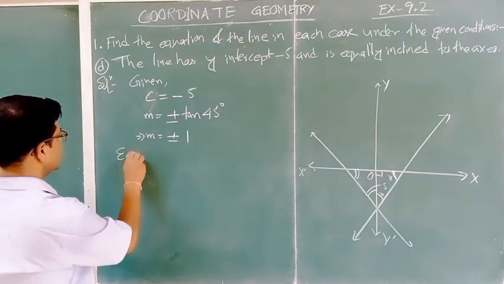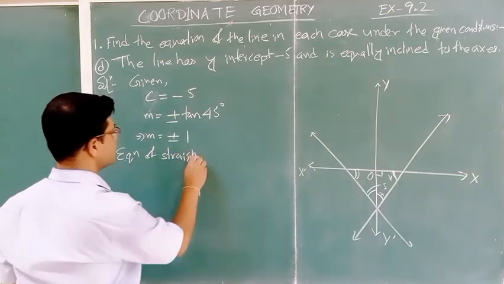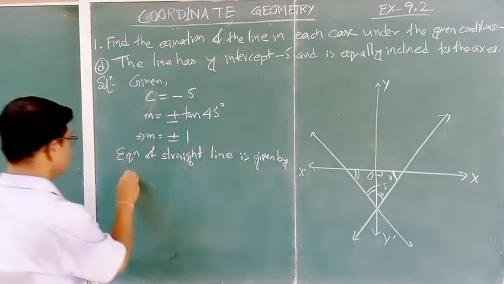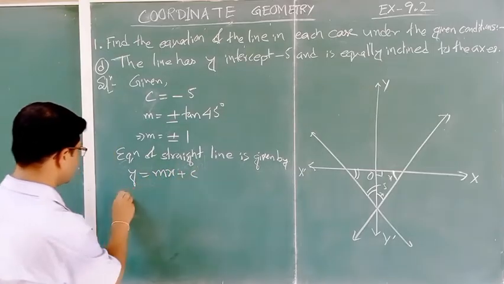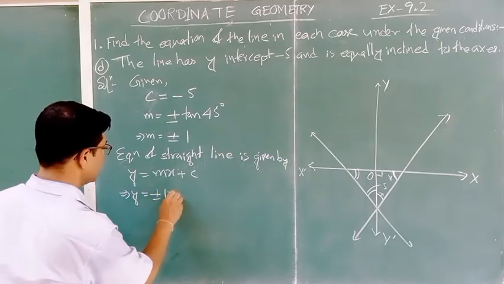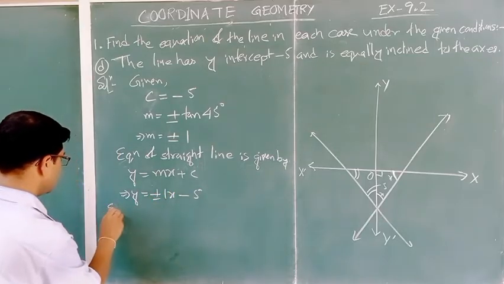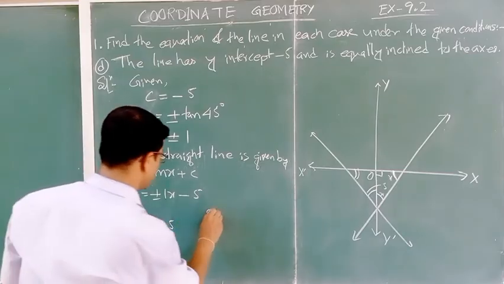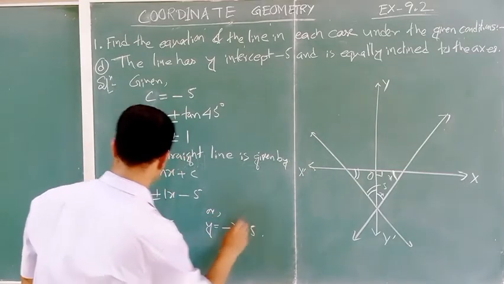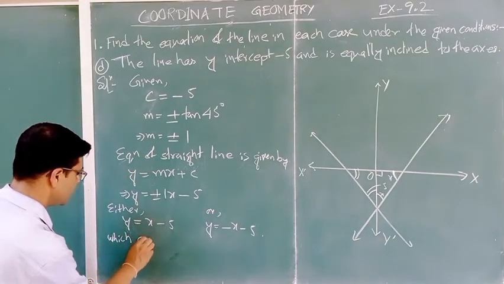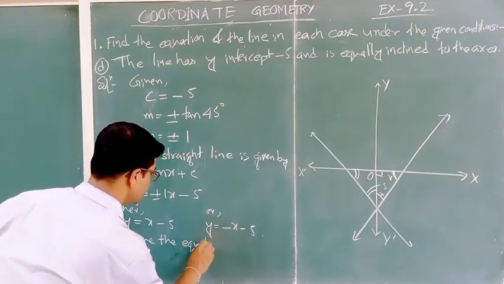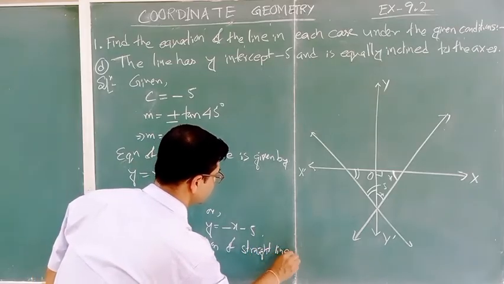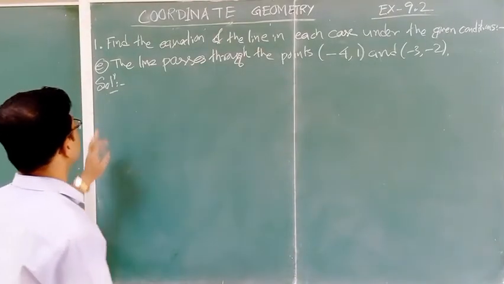So the equation of the straight line is given by, what is the format? y is equal to mx plus c. What is the value of m? Plus minus 1 into x, then c is -5. So we obtain either y equal to plus x minus 5 or y equal to minus x minus 5. So these are the equations of the straight lines. Have you understood this? This is the last bit of question number 1, that is E.